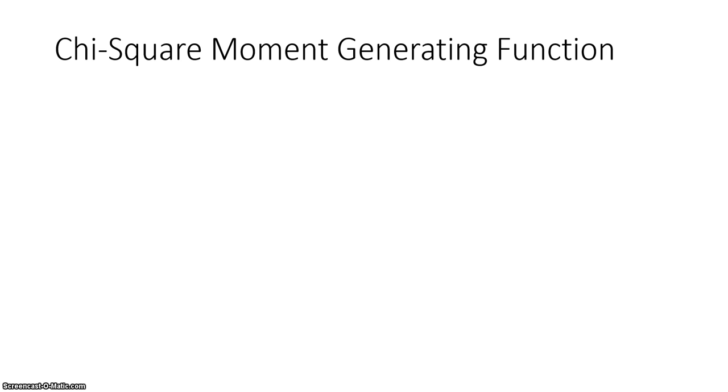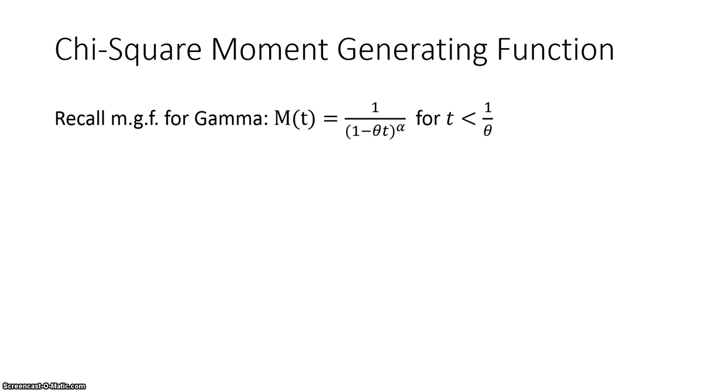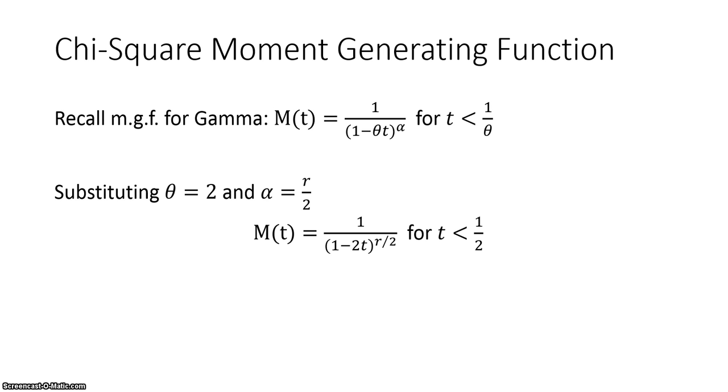Taking a look at a chi-square moment generating function, we'll see what form that's going to take. Again, remember from the gamma distribution, our moment generating function was m of t equal to 1 over 1 minus theta t raised to the alpha power for t less than 1 over theta. Again, we'll substitute theta equals 2 and alpha is equal to r over 2. And that gives us moment generating functions for the chi-square distribution that take the form 1 over 1 minus 2t to the r over 2 power for t less than 1/2.